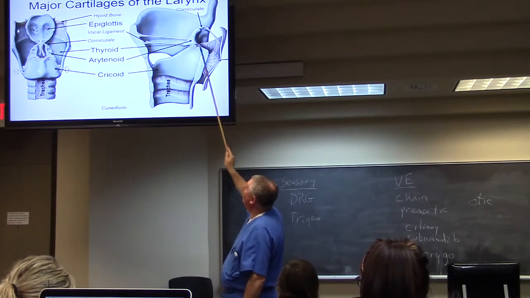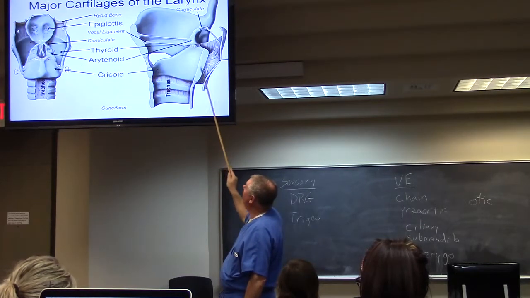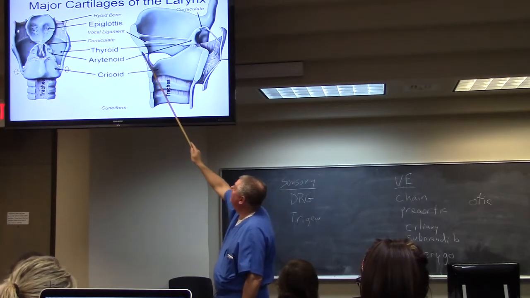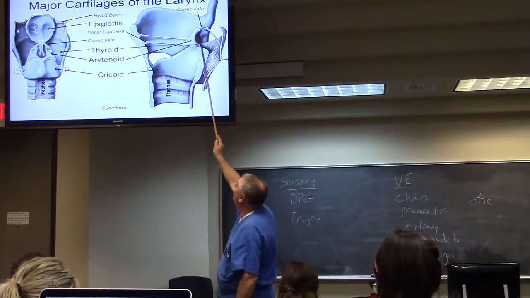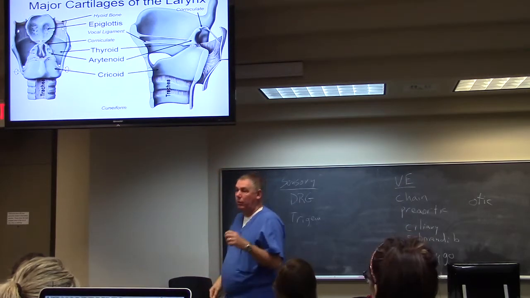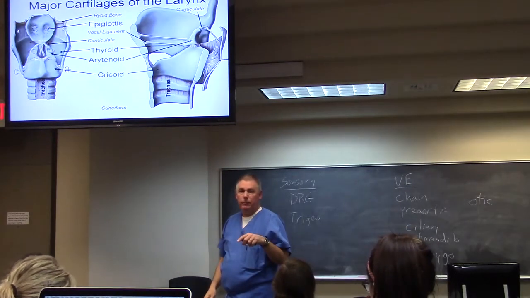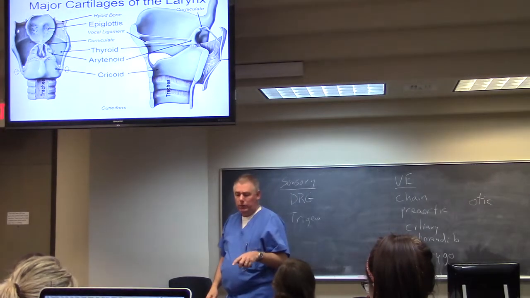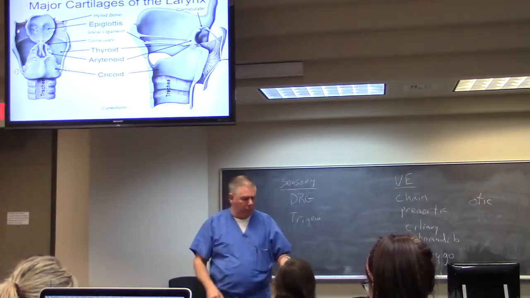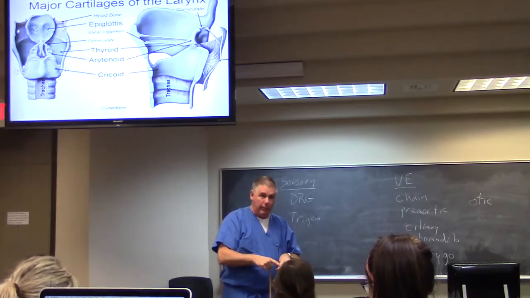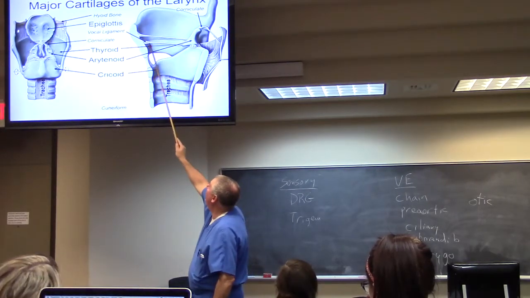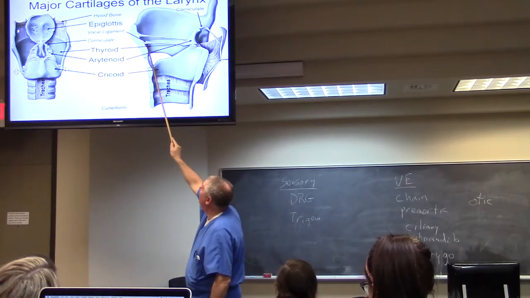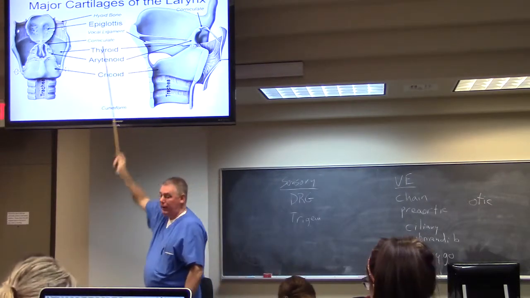Here it is in cross section. Here's the signet ring, that's the cricoid. There's the thyroid cartilage, cut in half, a mid-sagittal section. The arytenoids are shaped like little three-sided pyramids. A ligament comes off the point of the arytenoid pyramid and attaches to the back of the thyroid cartilage. That ligament is called the vocal ligament.